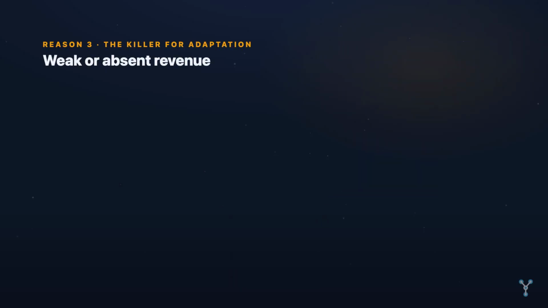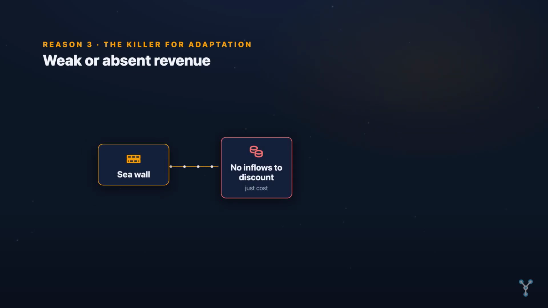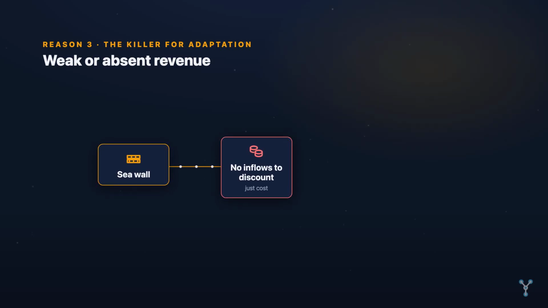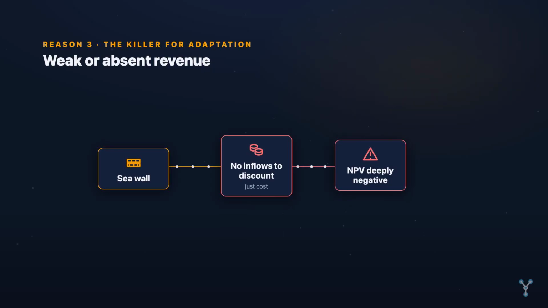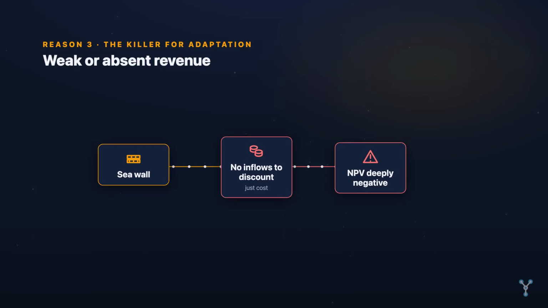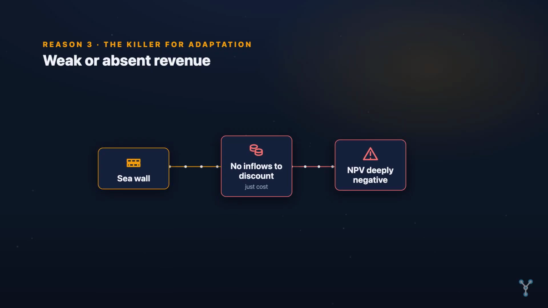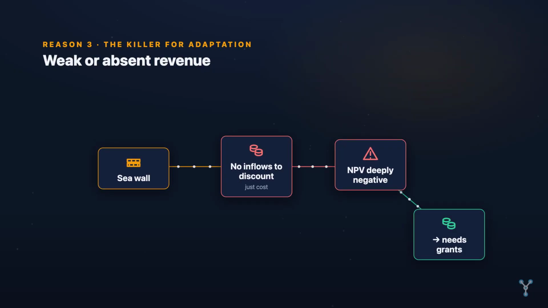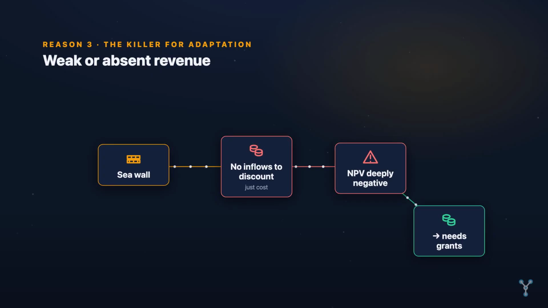The third, and this is the killer for adaptation, is weak or absent revenue. Run a sea-wall through this machinery, and you get no inflows to discount at all, just cost. Its NPV, in pure financial terms, is deeply negative, even though its value to society is enormous. The machinery simply cannot see value that doesn't arrive as cash. That blind spot is why adaptation needs grants, and why we can't leave it to markets. I want to name that blind spot precisely, because as a climate expert, it's your strongest argument.